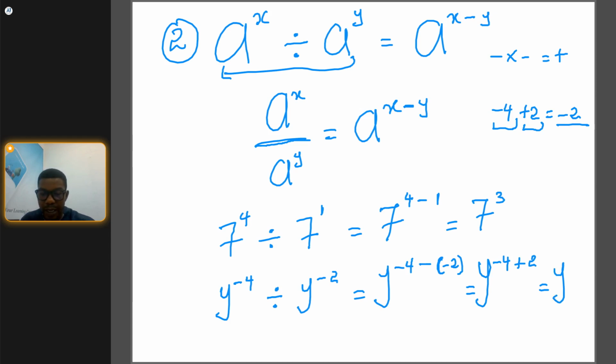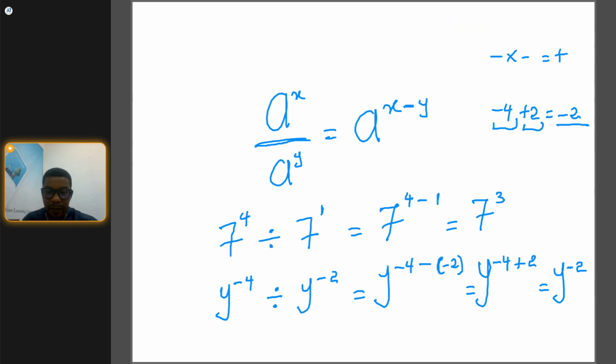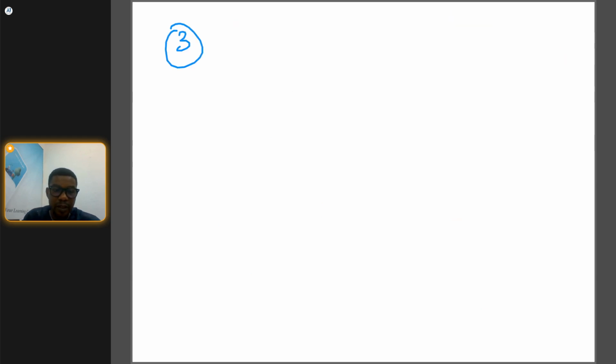So this will give us y raised to power minus 2. So this is the second law of indices. Let's move on to the third law of indices. I'll be cleaning the board now. Number 3. The third law of indices states that a raised to the power of 0 is equal to 1.